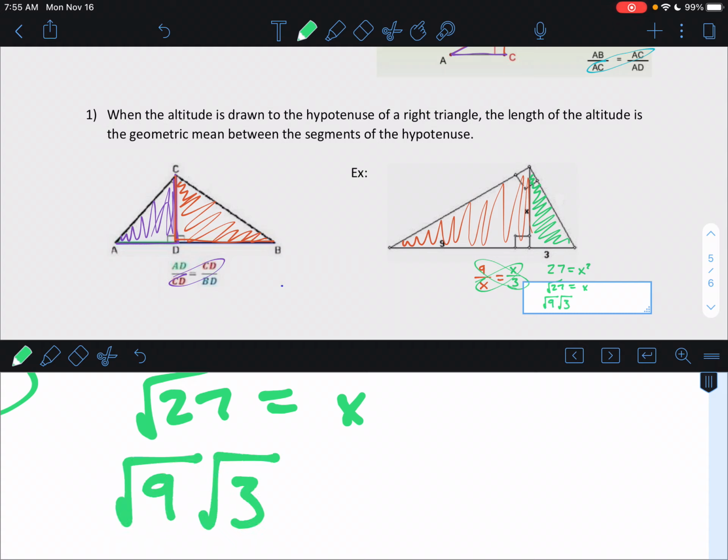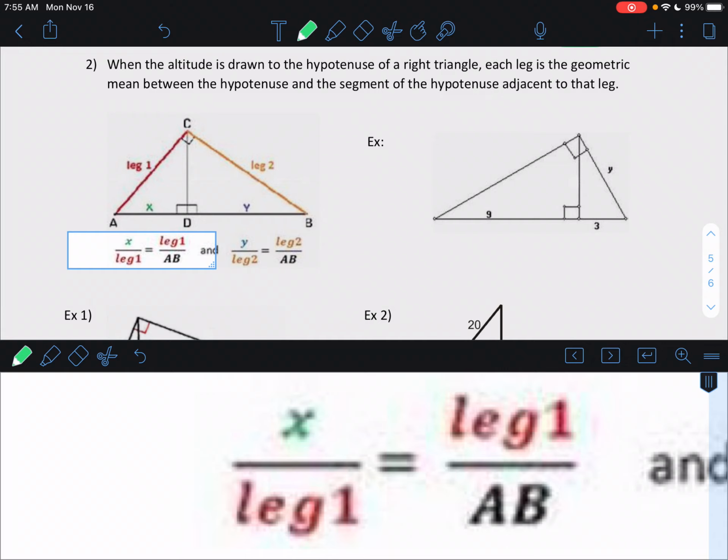All right, our other geometric mean theorem says that when the altitude is drawn to the hypotenuse of a right triangle, each leg is the geometric mean between the hypotenuse and the segment of the hypotenuse adjacent to that leg. So let's see what that means. So we have an example here.